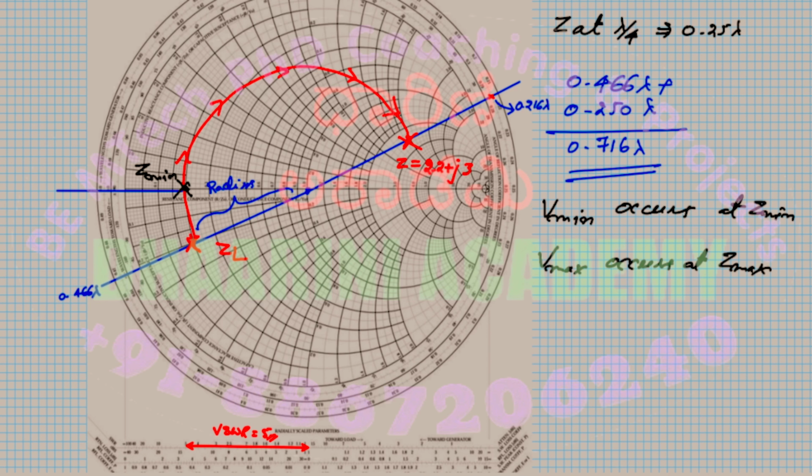No, maximum is different. Maximum is on the other side. The other side, wherever the point touches the horizontal axis, that is the Z max. I'll come to that, because there is a question. Another part of this question asks where the current maximum is. So we'll do that now.